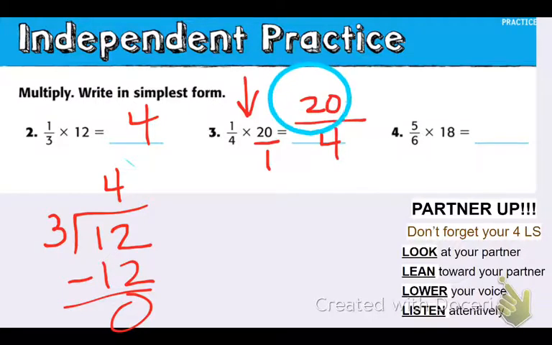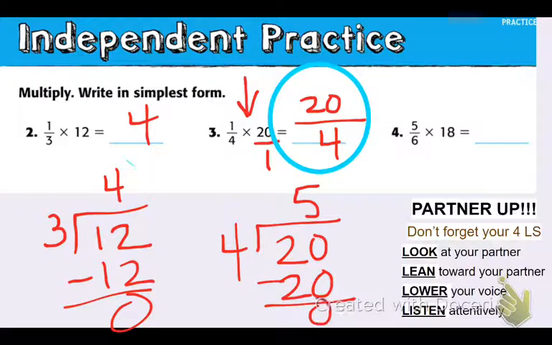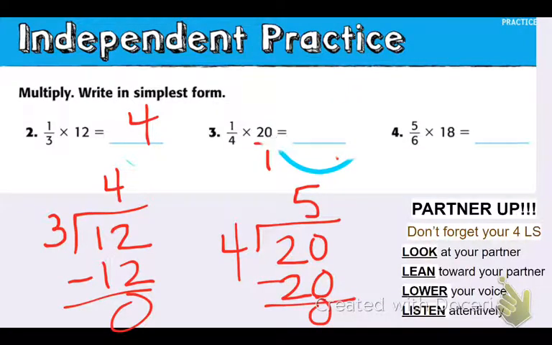I need to change this improper fraction so I can simplify it by dividing. How many groups of 4 can I make out of 20? Well, I can make 5 groups of 4. So if I go back to see if it's reasonable, 1/4 of 20 is 5. 5, 10, 15, 20, and it is. 5 is 1/4 of 20. It makes sense. It's reasonable.